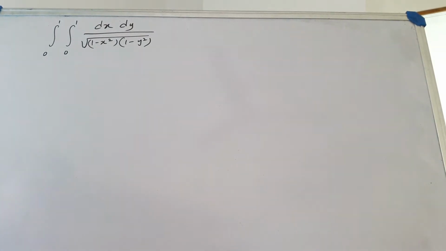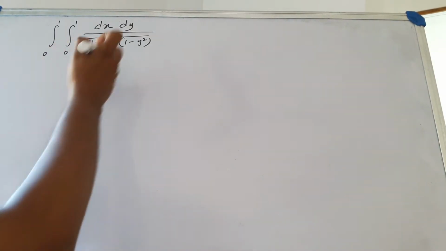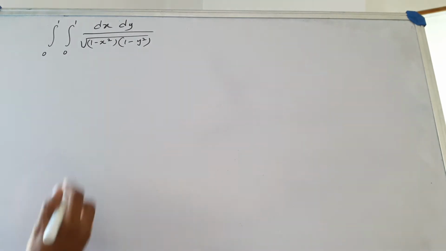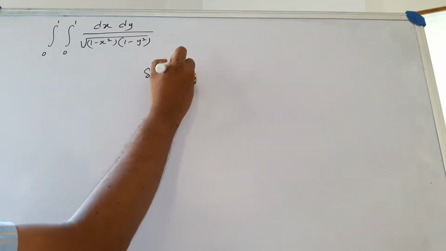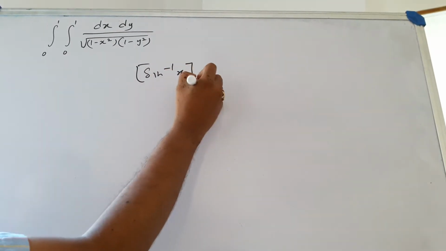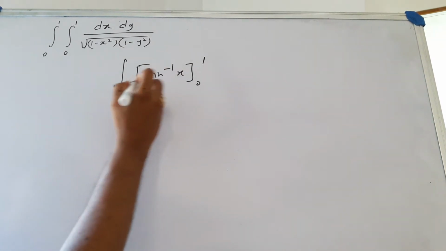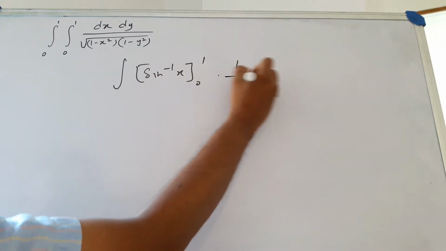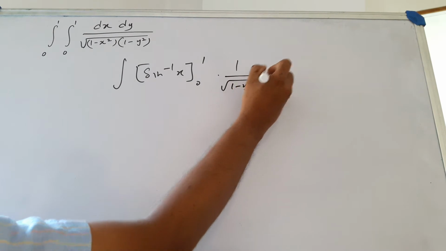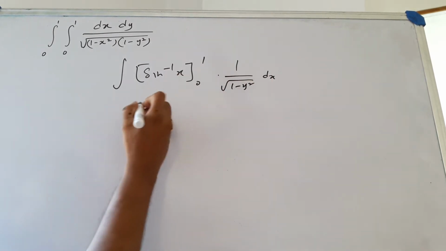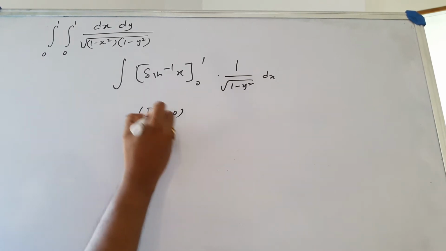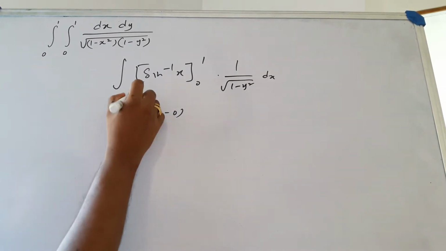Now let us try to evaluate this problem. Okay, now first let us integrate with respect to x. So I get sine inverse x within the limits 0 to 1, and this will be there, square root of 1 minus y square dx. Now for this, sine inverse 1 will be pi by 2, and this is 0 to 1.